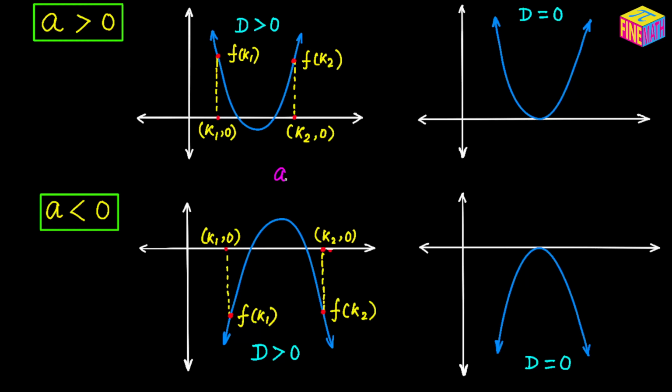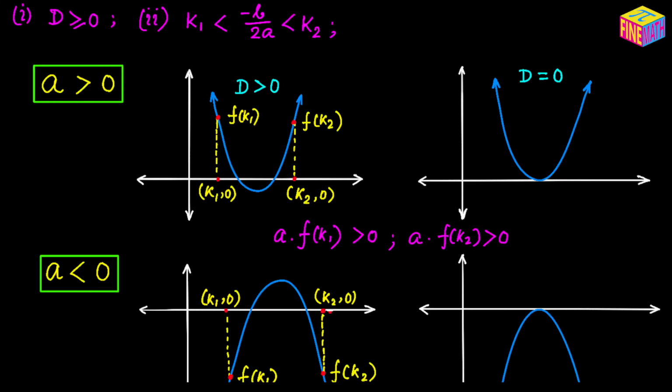It is the leading coefficient times the value of the function at k sub 1, this has to be greater than 0, and similarly the leading coefficient times the value of the function at k sub 2 also has to be greater than 0. That is when we can guarantee that k sub 1 and k sub 2 will be outside of the parabola. So let's make a note of that up there. Our third and fourth conditions are: leading coefficient times f of k sub 1 has to be positive, and leading coefficient times f of k sub 2 also has to be positive.